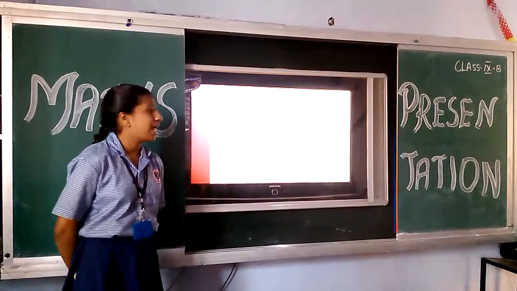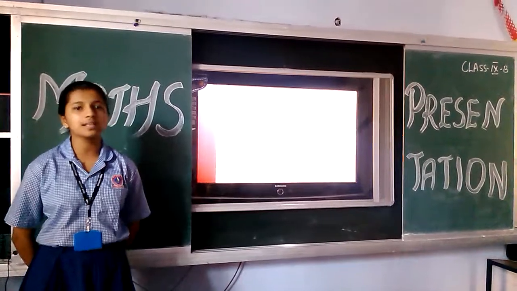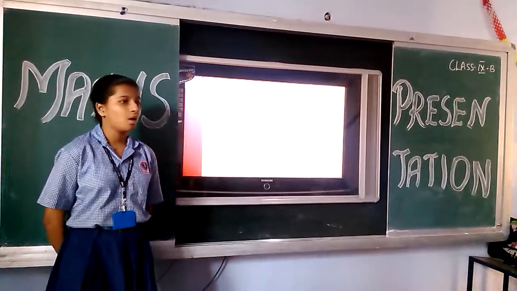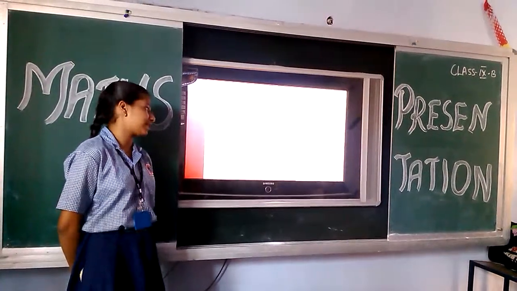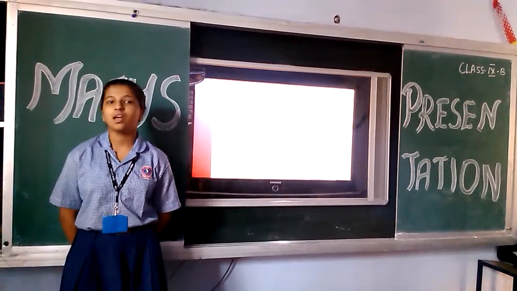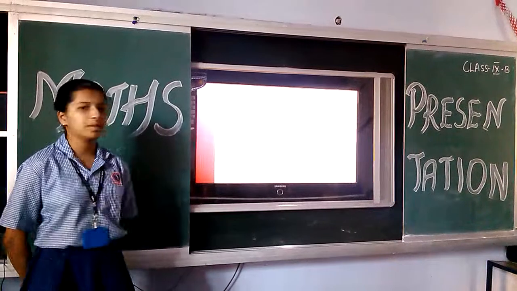Next, obtuse angle. An angle whose measure lies between 90 degrees and 180 degrees is known as an obtuse angle. And straight angle, the measure of a straight angle is 180 degrees. Next, reflex angle. An angle which is greater than 180 degrees and less than 360 degrees is known as a reflex angle. There are another two types of angles, complementary angles.